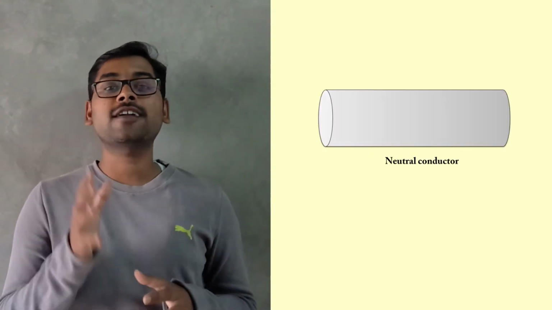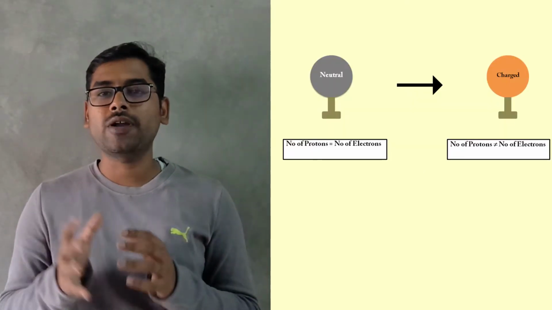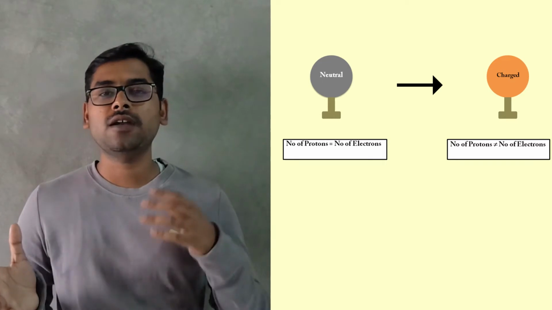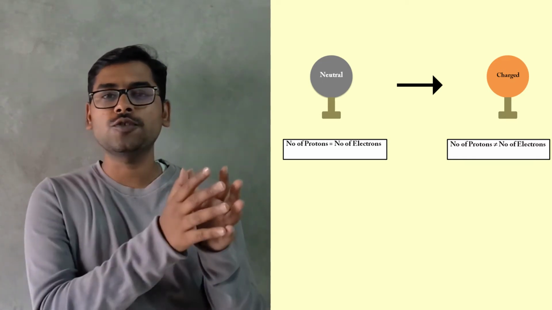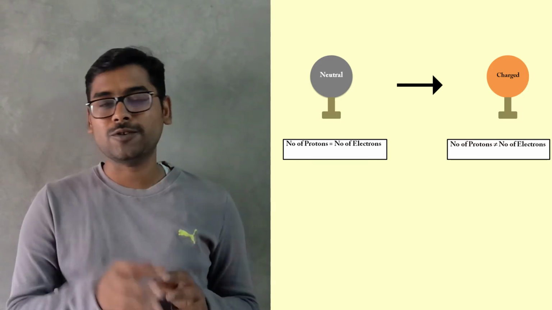Guys, here in this question we have a neutral conductor, and to that conductor 10 raised to 20 excess electrons are added, and we need to find the net charge on this conductor. Guys, neutral body is the body which has equal number of electrons and protons, and to turn this neutral body into a charged body, we need to make the number of protons and electrons unequal.